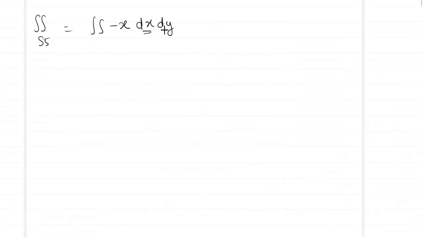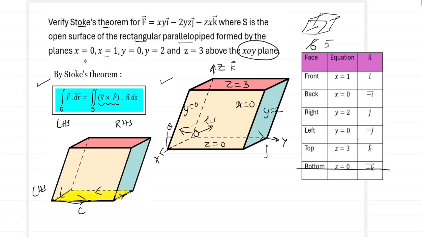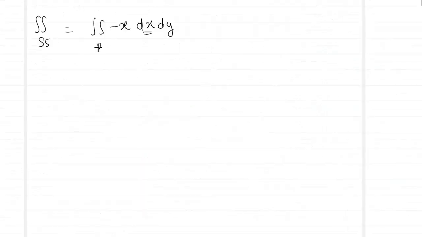Now tell me, what are the limits of x? Where does your x vary between? Your x varies between 0 and 1. So move on. Next, what does your y vary between? y varies between 0 to 2. Go and fix this for limit. So x varies between 0 to 1. y varies between 0 to 2.